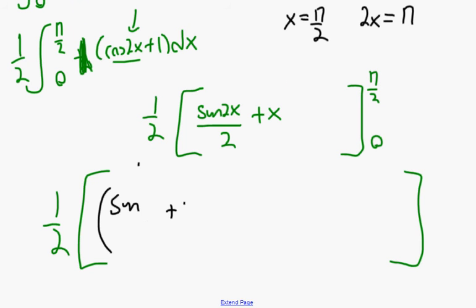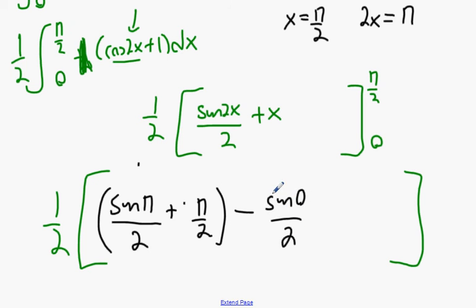2x is pi, so sine 2x is pi. It's all over 2, and then x is pi over 2. Take away, when you plug in 0, it's going to be sine 0 over 2 plus 0. Now what happens here, guys?